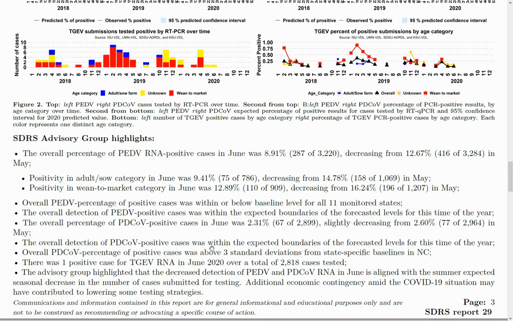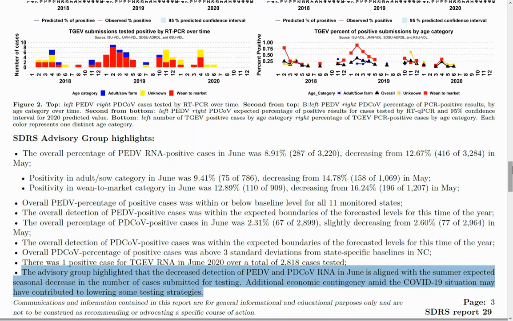And what did you hear from the advisory group on this? Well, the advisory group was very consistent in reporting that this decreased detection in June is aligned with the expected summer seasonal decrease in detection for these enteric coronavirus agents, and some economic contingencies amid COVID-19 may have contributed to lowering testing strategy at some specific farms and states, which potentially had some contribution here.